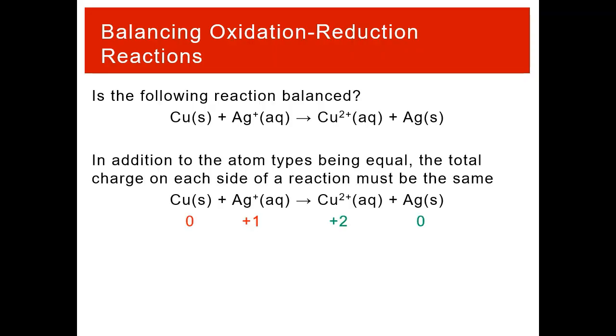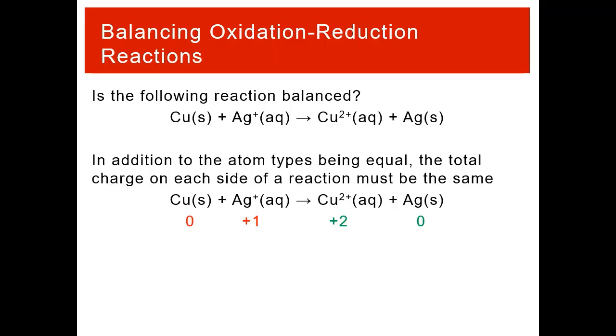So on the face of it, we would think this looks pretty balanced. I've got 1 copper on each side, I've got 1 silver on each side. But the other thing that we need to consider is the charge on each side. If we look at my reactants, I have a neutral copper atom, and then I have a +1 silver ion, whereas on the products, I have a +2 copper and a neutral silver.